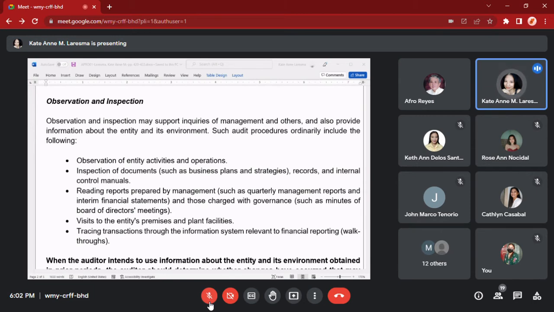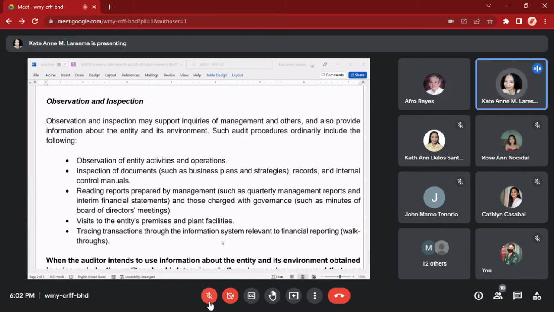Then third, reading reports prepared by management such as quarterly management reports and interim financial statements, and those charged with governance such as minutes of board of directors meeting. So binabasa din ng auditor ang mga reports na ginagawa ng management, pati na din yung mga taong responsible in overseeing the entity's strategic direction or yung BOD. Then fourth, visits to the entity's premises and plant facilities. Kung dito sa una ay mga ginagawa o yung mga proseso ang sinisiyasat, dito naman ay yung mga kagamitan. Like, ayos pa ba? Sumusunod ba sa protocol? Safe ba, ganun.